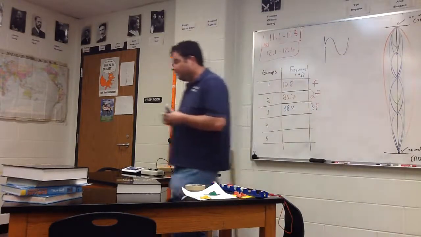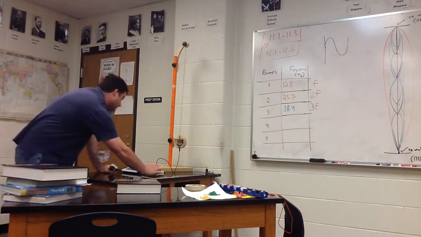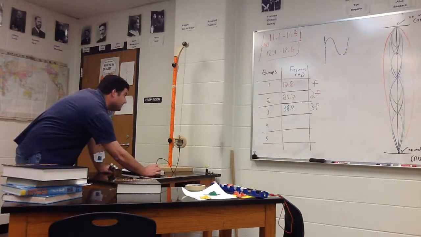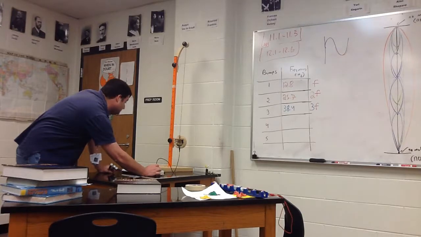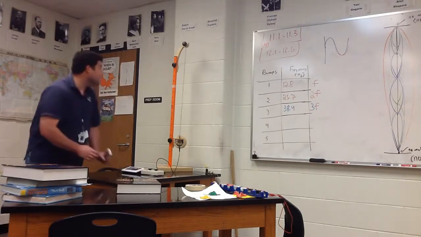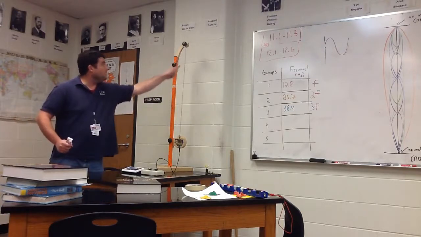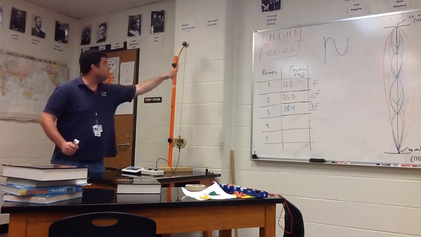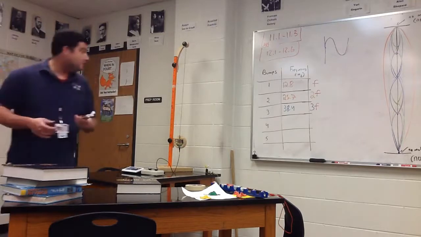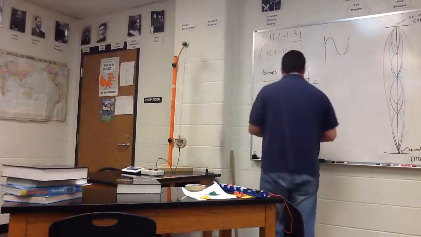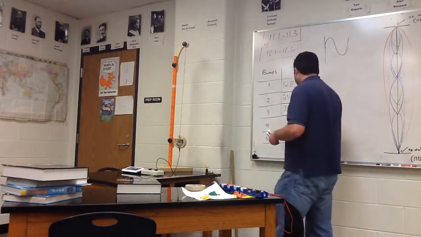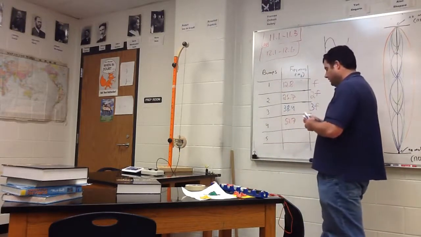So just to check our pattern, we'll keep going up. So the next one I expect to be like 39 plus 13, or around 52. Sure enough, there we are. 1, 2, 3, 4 antinodes. 1, 2, 3, 4, 5 nodes at 51.7 hertz, which is 4 F.